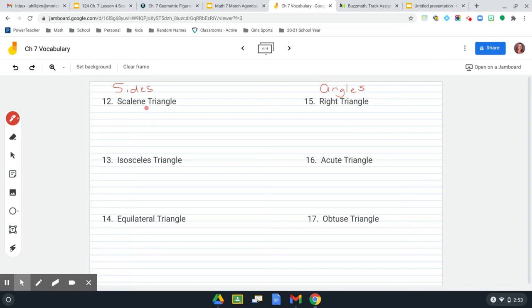So let's start with scalene triangle. The definition you see on your sheet is no congruent sides, no congruent angles. So they're not equal sides. They are not equal angles. All are different. So if I draw a scalene triangle, and this is just one possibility, really thin one here.